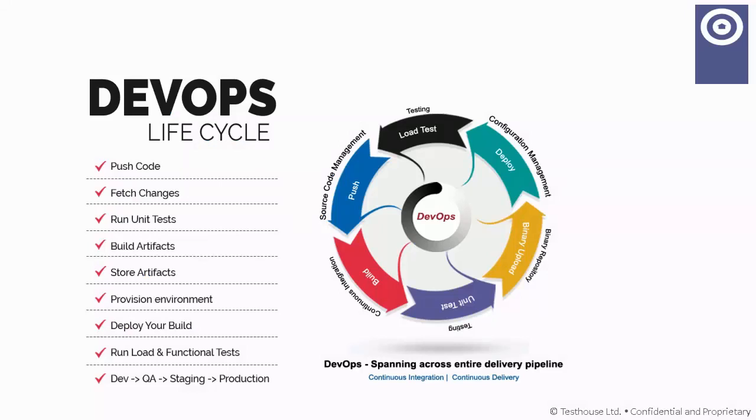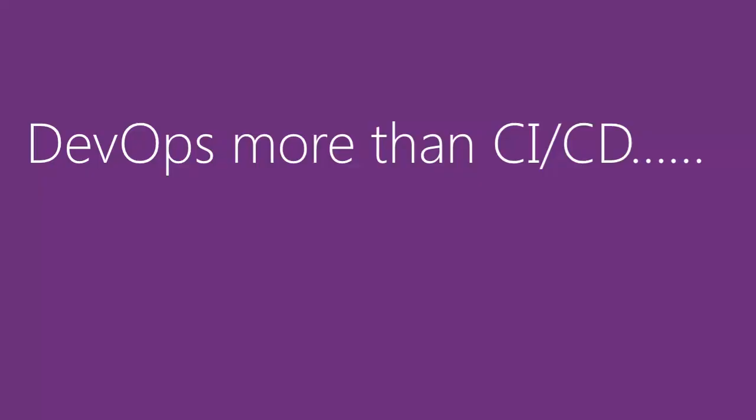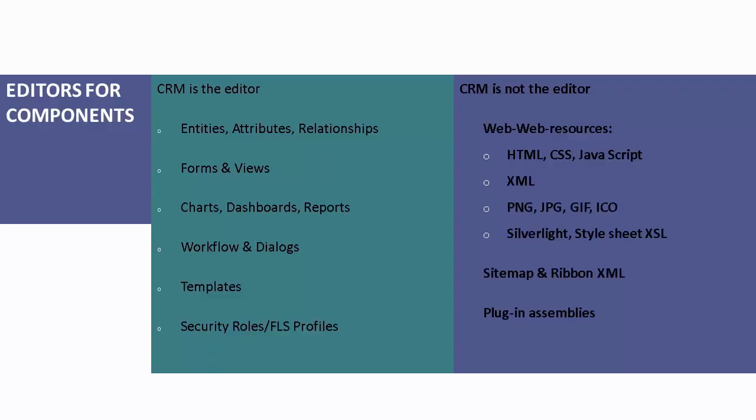So again, the DevOps life cycle is all about pushing the code to source control, reacting to that change, running the unit tests and build, storing the artifact in the store, then provisioning the environment for testing, QA and so on, deploying that, and running load and performance tests, all the way from staging to production. So in the end, DevOps is more than just continuous integration and continuous delivery. It's all the practices behind enhancing the ability to develop better software.